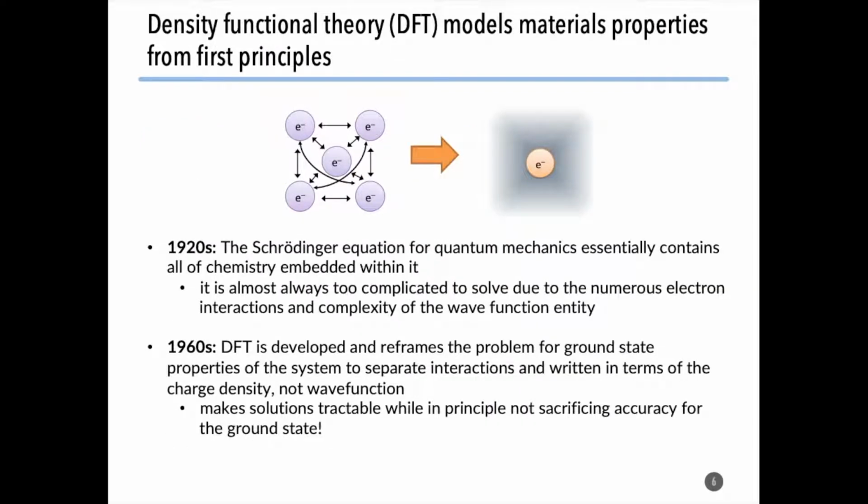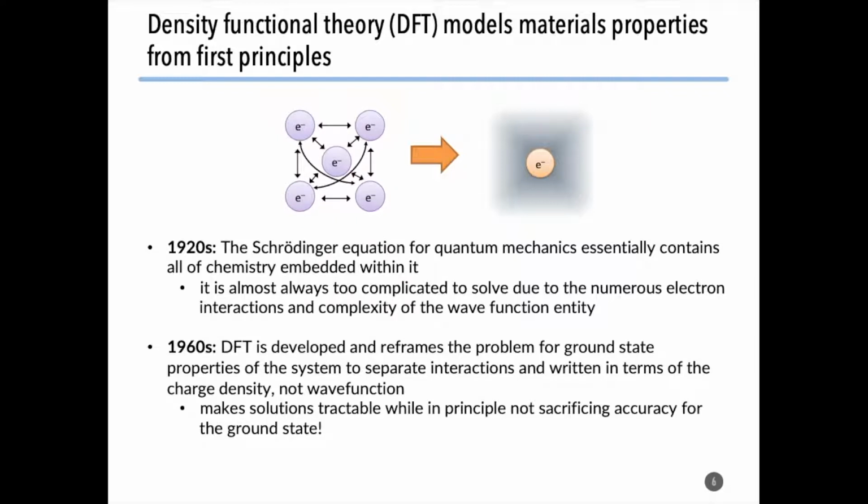So as probably most of you are aware, density functional theory is a computational modeling technique that can tell you the properties of materials from first principles. In the 1920s, the Schrödinger equation for quantum mechanics basically told you how electrons interact to form systems and form various electronic states. And pretty much all of chemistry was embedded within that Schrödinger equation. The problem was that it's basically too complicated to solve for any realistic material system.